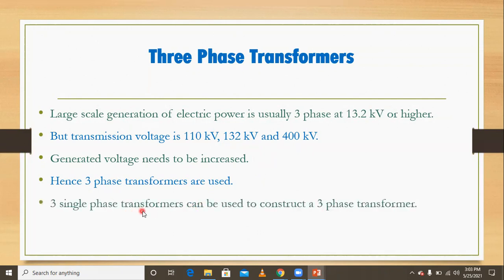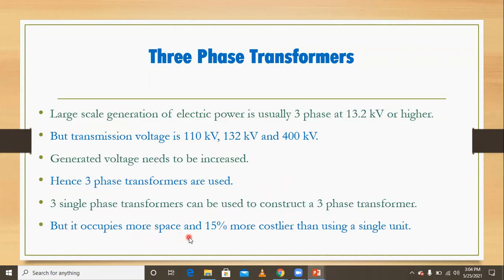Three single-phase transformers can be used to construct a three-phase transformer. By using three single-phase transformers, it is possible to construct a three-phase transformer, but it occupies more space and is about 15% costlier than using a single unit.